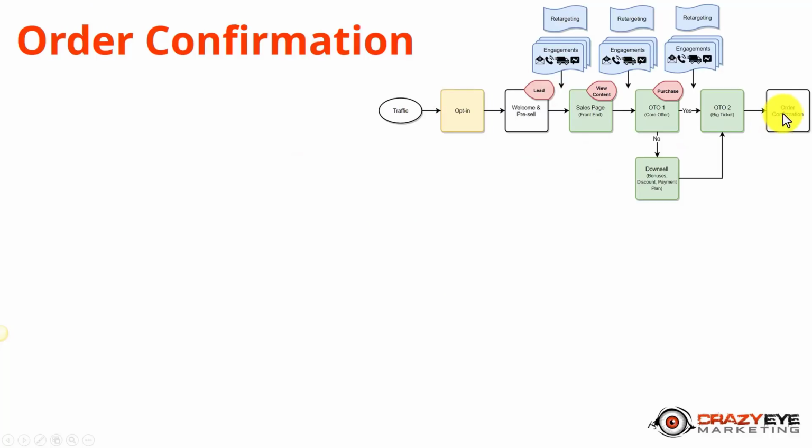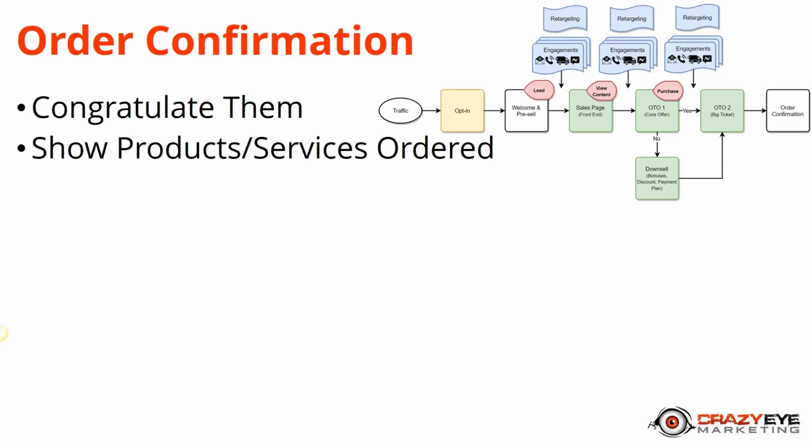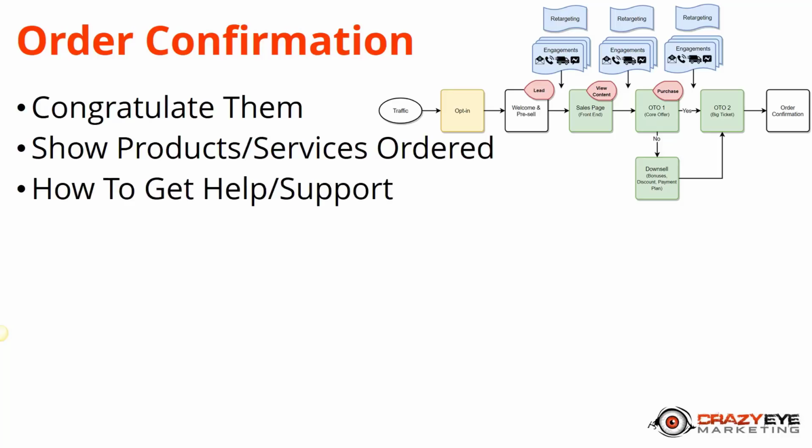Alright, so finally they wind up on your order confirmation page, and on this page you want to congratulate them for placing their order. You want to go ahead and show them the products and or services that they ordered, and if possible you want to provide links to those products and services so that way they can go ahead and access them right away. You also want to tell people how they can get help or support if they have any sort of issues or questions. Or maybe they realize that they entered their address in incorrectly and they need to update it, so you want to give them a way to get in touch with you.